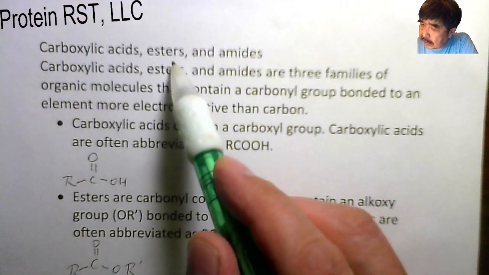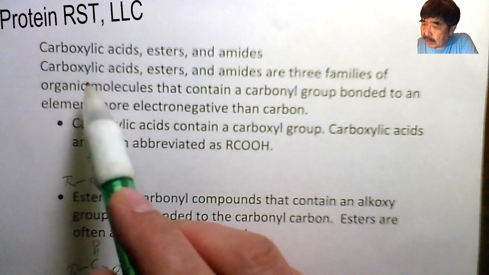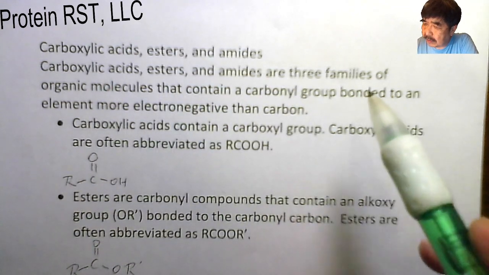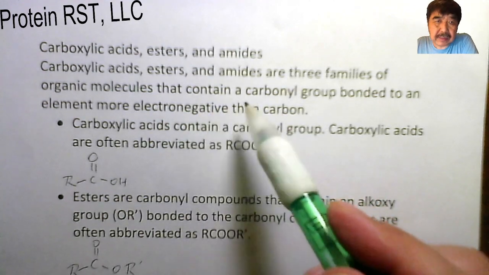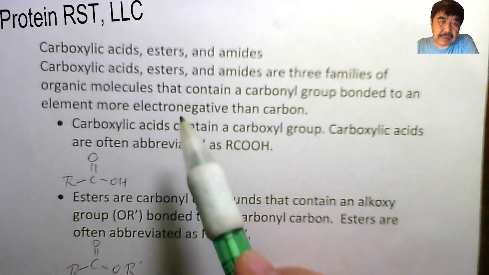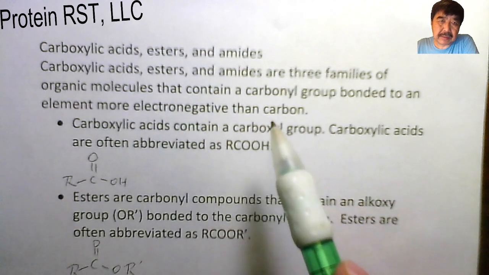Carboxylic acids, esters, and amides. Carboxylic acids, esters, and amides are three families of organic molecules that contain a carbonyl group bonded to an element more electronegative than carbon.